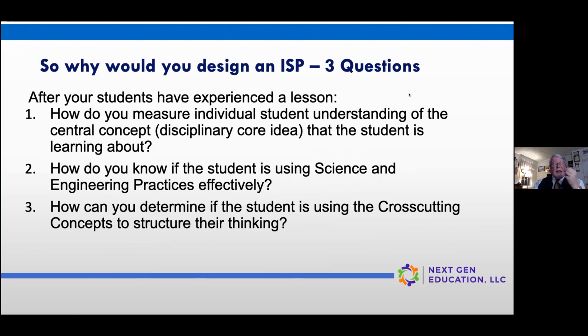So if we were going to design an ISP, here are 3 questions that you as an educator might want to ask yourself. Think about right now a lesson that you have, something that you're very proud of. Maybe it's even a traditional lesson that you are adapting, whatever. But 3 questions. How do you measure the individual student understanding of the central concept of that core idea? And how do you know if a student is actively using the science and engineering practice? And lastly, are they using the cross-cutting concepts to structure their thinking?